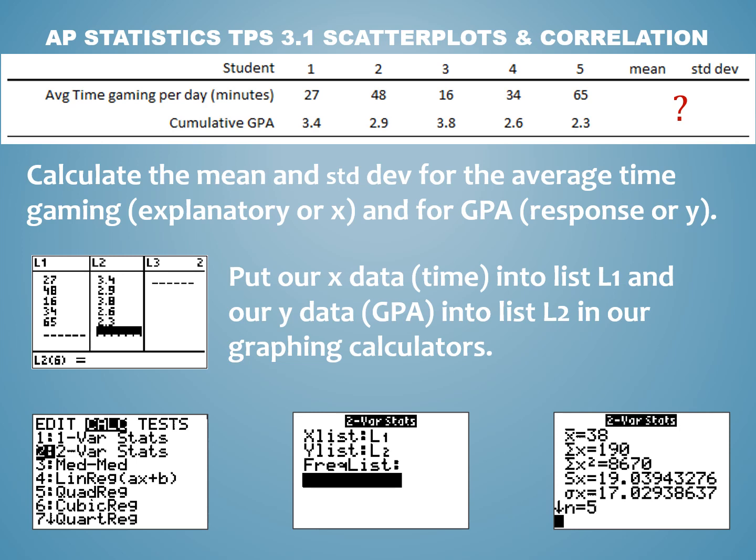Cursor down, this little arrow here means there's more stuff to display that can't display, so cursor down and you'll be able to see the Y bar and the S sub Y, all right? And those values, just put them in your table. The mean 38 for the time, the mean for the GPA is 3, standard deviation 19, and 0.6.